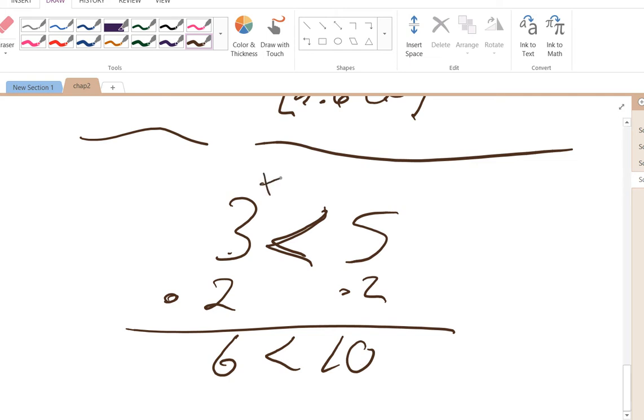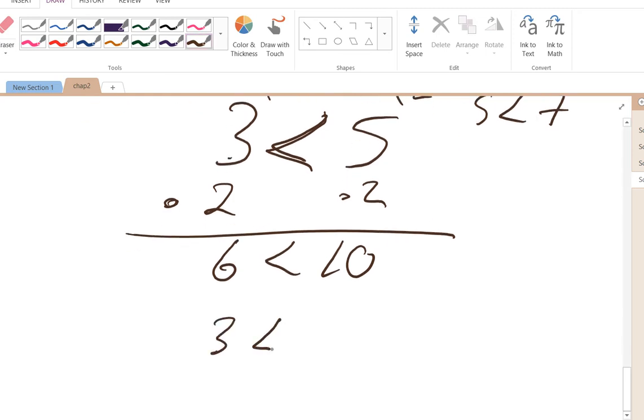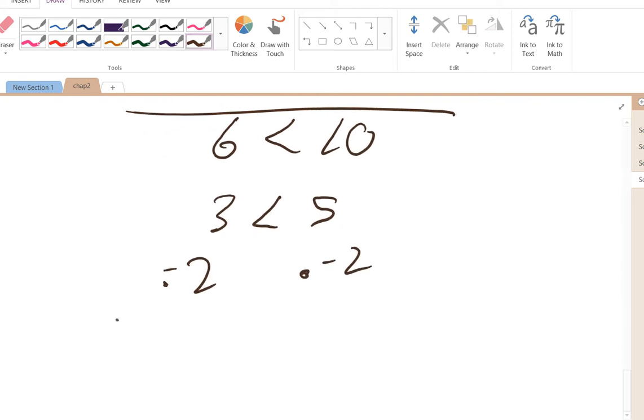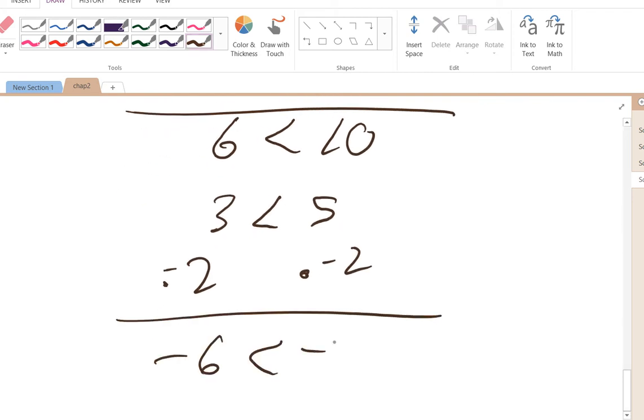If I added 2 to this and this, I would have 5 is less than 7. Is that still a true statement? Yes. But if we have this and I decide that I'm going to multiply by negative 2, then I'm going to get negative 6 is less than negative 10. Is that true? No. So when we multiply by a negative number or divide by a negative number, this sign has to flip. All right.